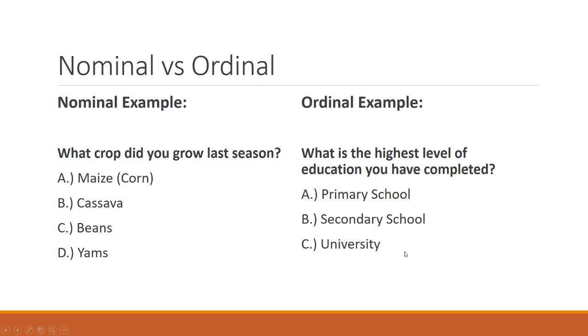But let's look at an ordinal example. Let's ask a different question. What is the highest level of education that you have completed? In this case, again, we have categories: primary school, secondary school, or university. But the order that they're in does matter. You can easily imagine going primary, secondary, to university. Or it could be in the other order. That would be fine as well. But you wouldn't jumble the order up. It makes sense that primary comes before secondary, comes before university.